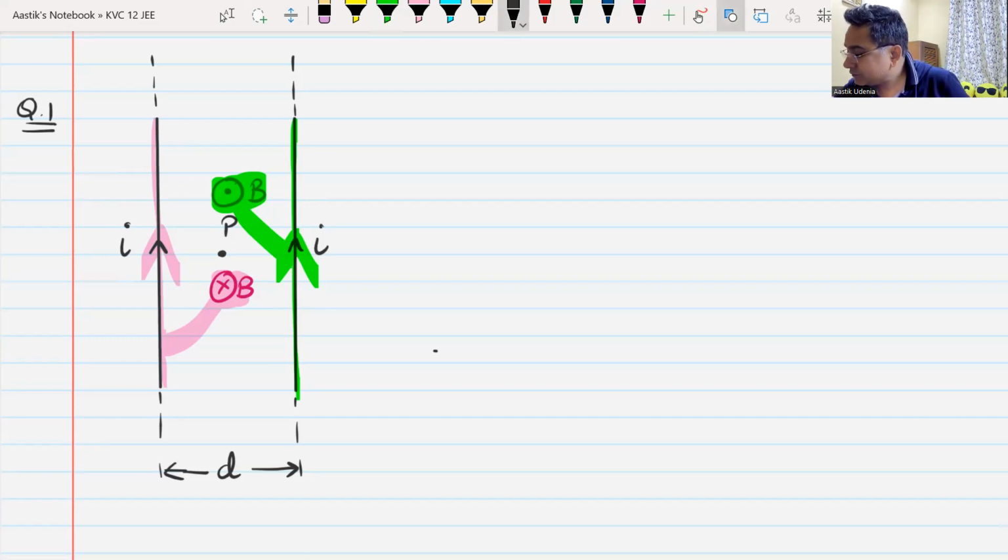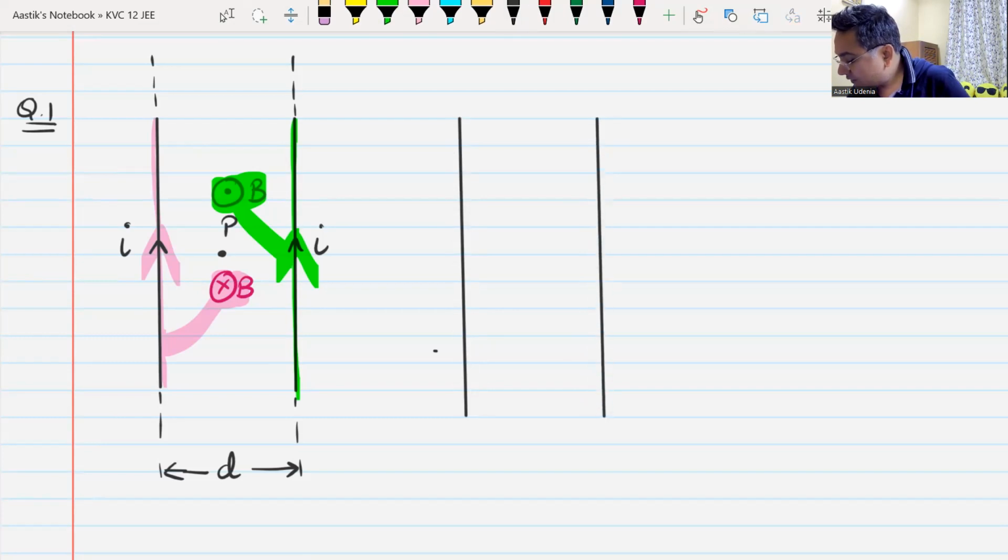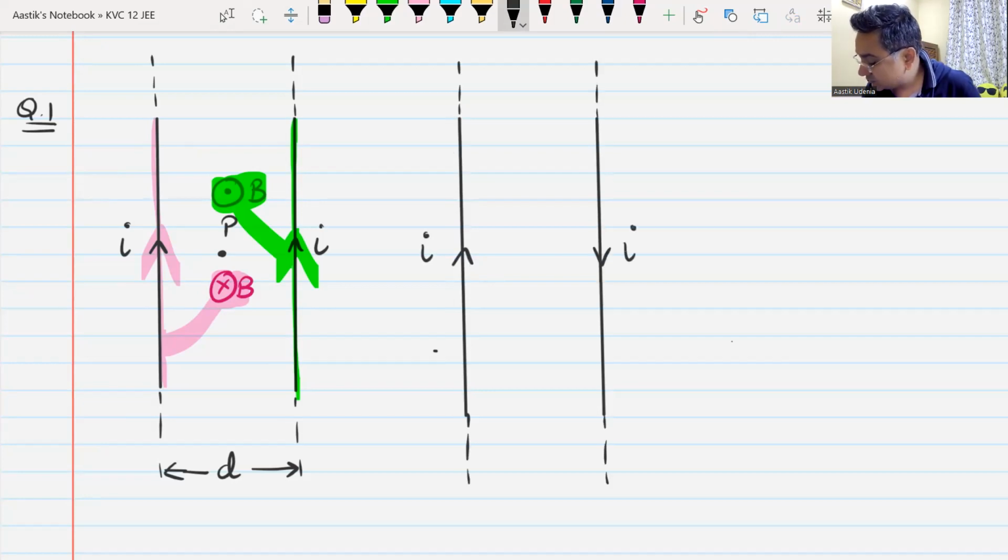So I make the diagram again. I think this is a straight line, should be. I make the wires having current in the opposite direction. This wire has current I in this direction. Both the wires are infinite, remember, and this wire has current in this direction. Same question, the distance between the two wires is d.